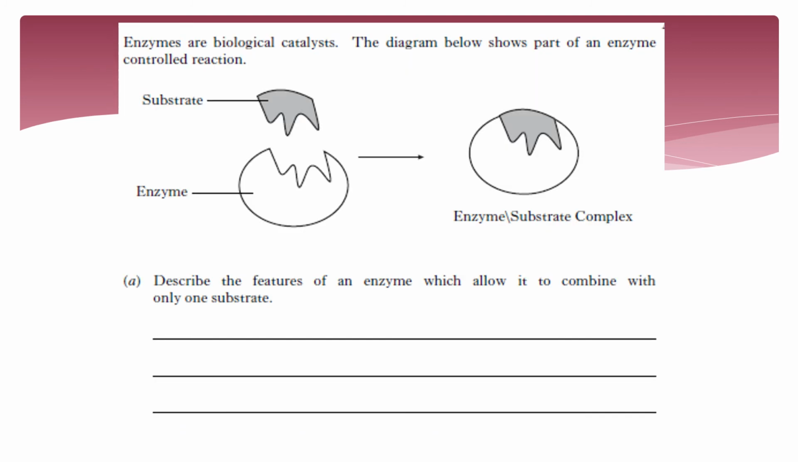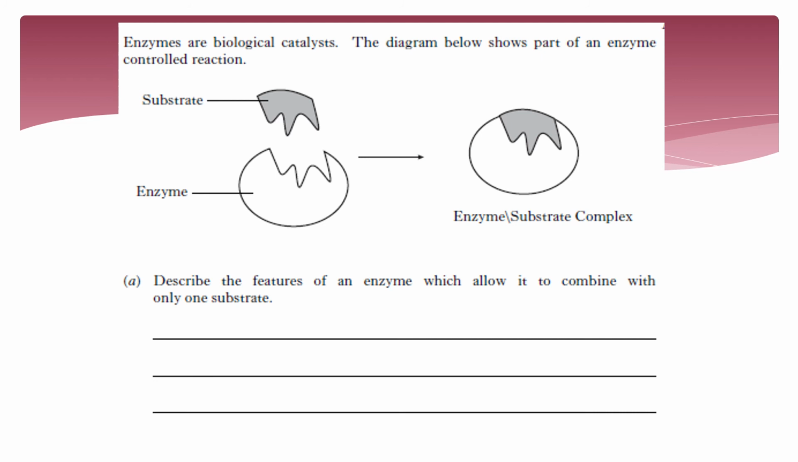So common questions that come up in the National 5 biology course about enzymes are as follows. Enzymes are biological catalysts. The diagram below shows part of an enzyme controlled reaction. So you have your substrate and your enzyme, and you've got your enzyme substrate complex. It says describe the features of an enzyme which would allow it to combine with only one substrate. Now this is worth 2 marks, so you need to say 2 things for 2 marks. So you're going to pause the video and try and answer this question on your own.